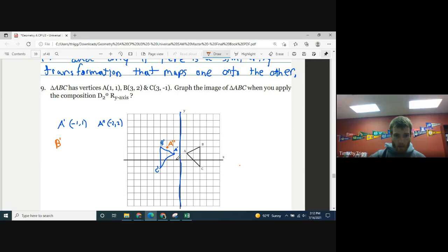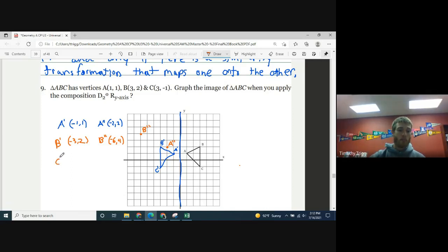at -3, 2. So where would B prime prime be? Well, you multiply each of these coordinates by the scale factor, so that's going to be at -6, 4. 1, 2, 3, 4, 5, 6. 1, 2, 3, 4. This is where B prime prime is.